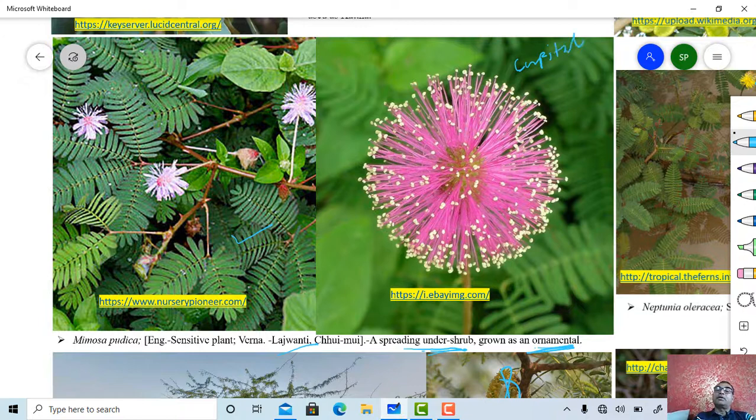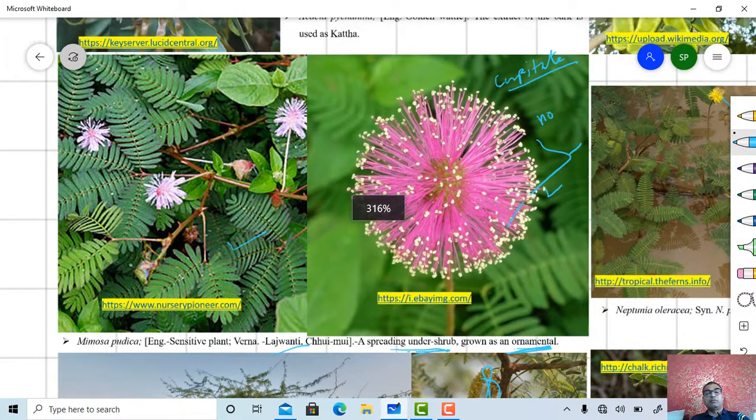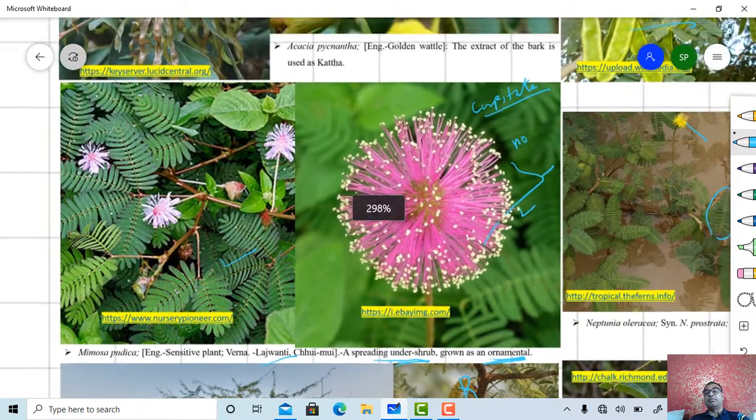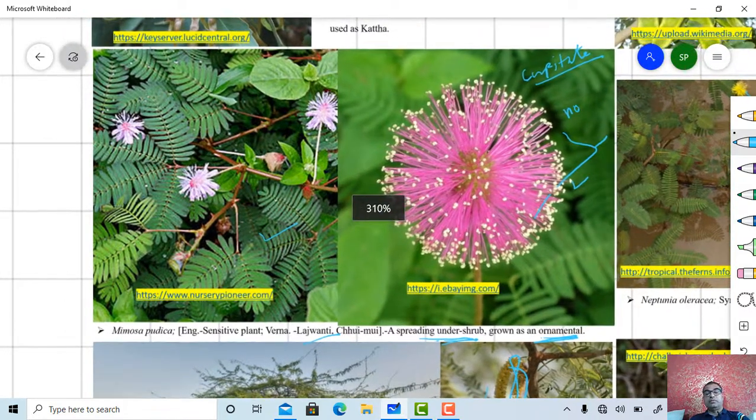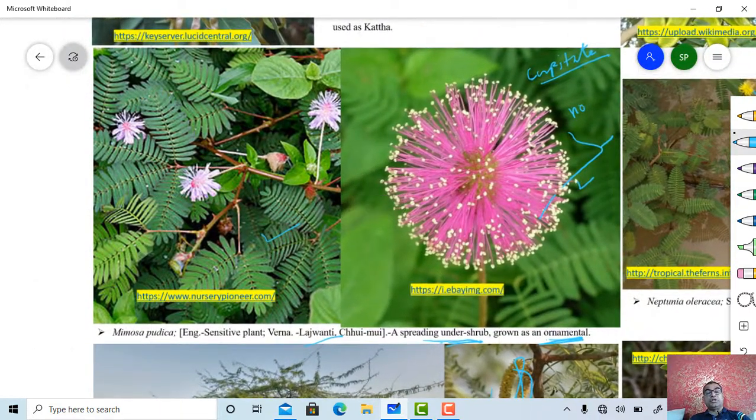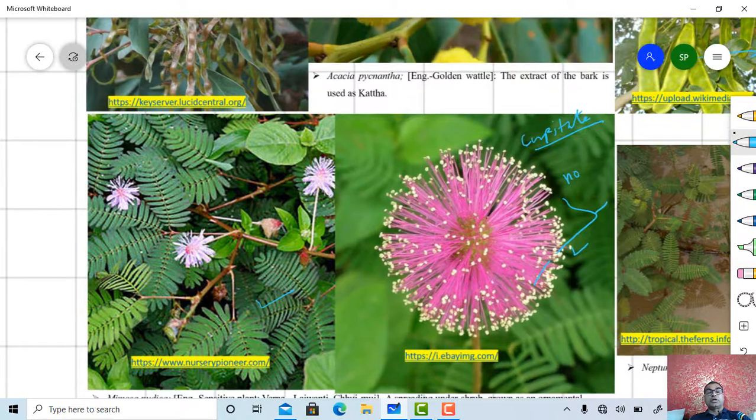Okay, and just observe here the number of stamens. All these are the stamens. See the colorful filaments which are present here in a pinkish color, while this whitish structure represents the anther. So a beautifully flowered plant is Mimosa pudica, and this plant is also called the touch-me-not plant, as it shows the movement.